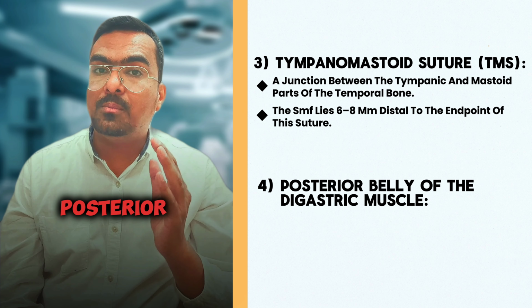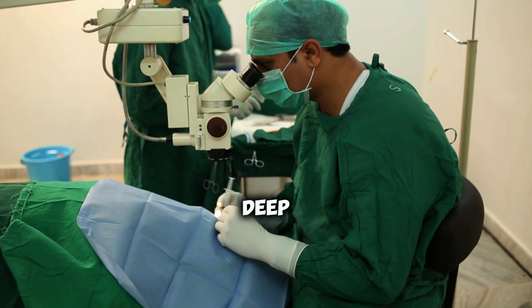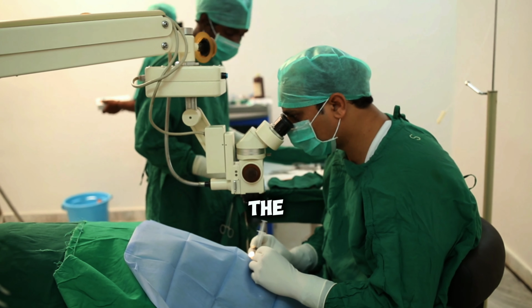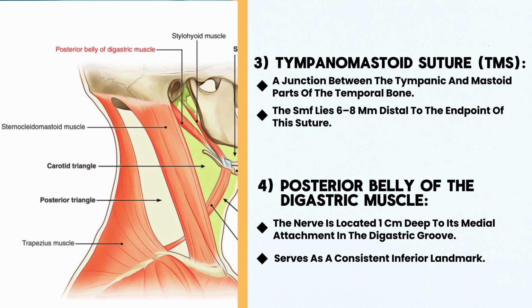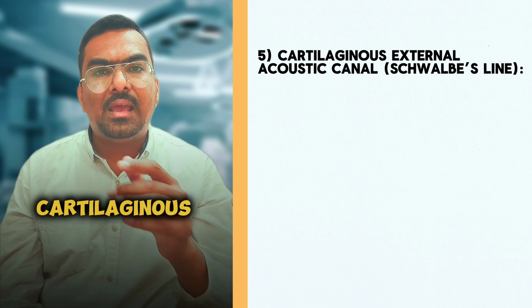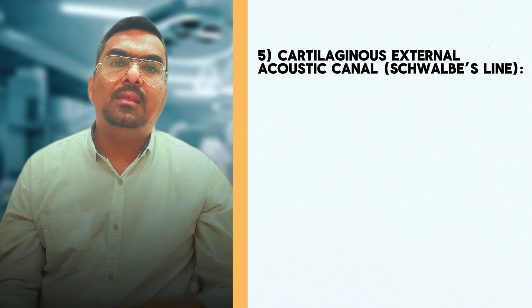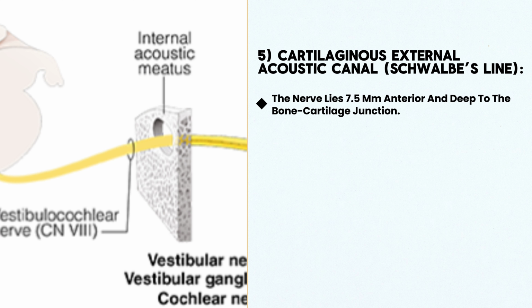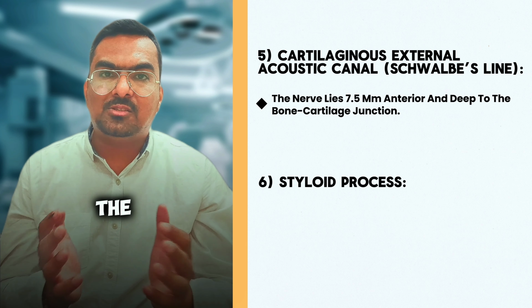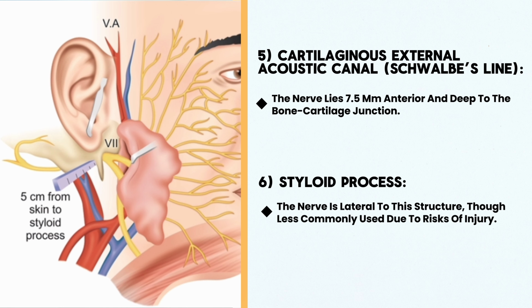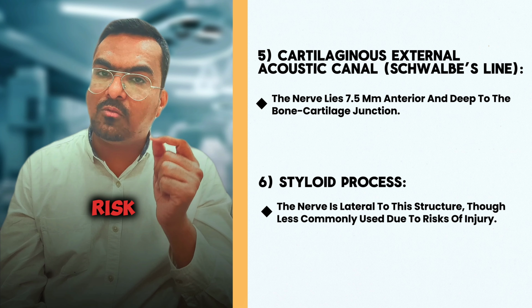Fourth point is the posterior belly of the digastric muscle. The nerve is located 1 cm deep to its medial attachment in the digastric groove. It serves as a consistent inferior landmark. Fifth one is the cartilaginous external acoustic canal, also called Schwalbe's line. The nerve lies 7.5 mm anterior and deep to the bone-cartilage junction. Sixth one is the styloid process. The nerve is lateral to this structure, though it is less commonly used due to risk of injury.